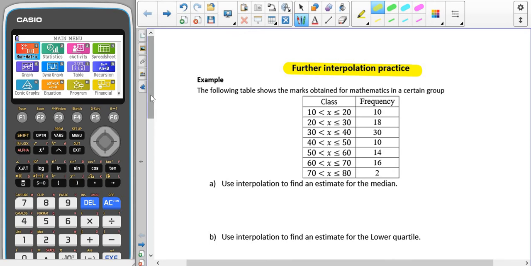So remember from GCSE that the lower quartile is the value of which 25% is less than that value, and the upper quartile is that which has 75% less than that value.